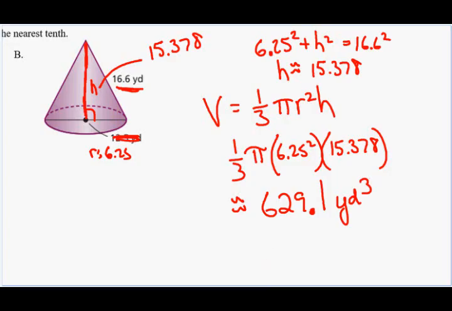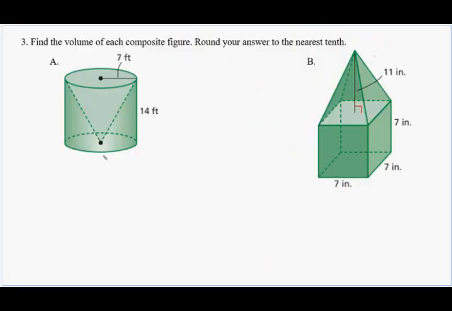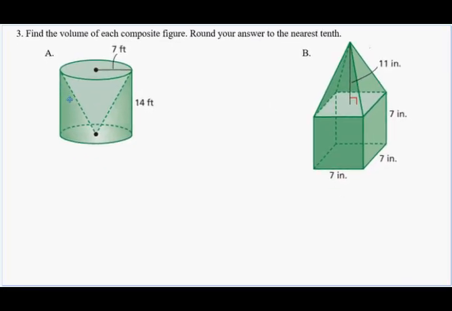All right, we just got a couple more to go here. These can be a little trickier. We're working with some composite figures. So find the volume of each composite, round to the nearest tenth. And it looks like in the first one, we want the area of the cylinder, and then we're going to carve out the cone. So for this one, we want to do cylinder minus the cone inside.